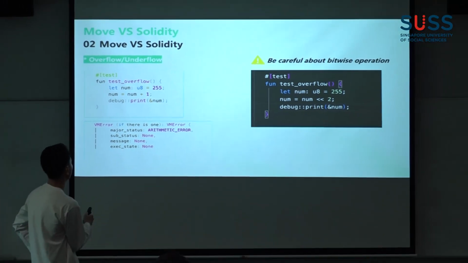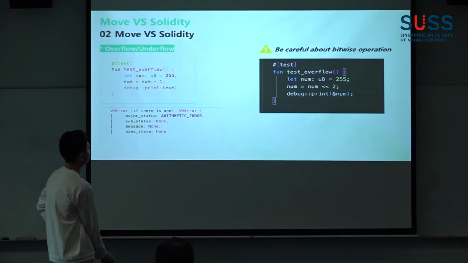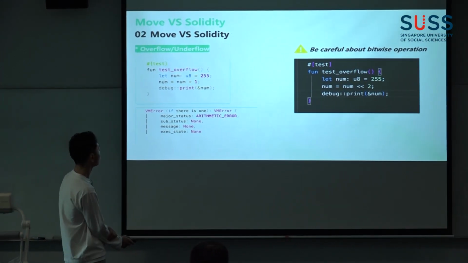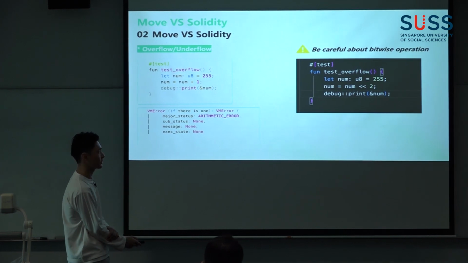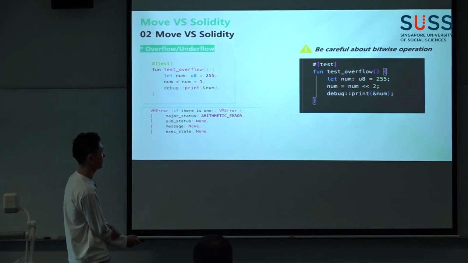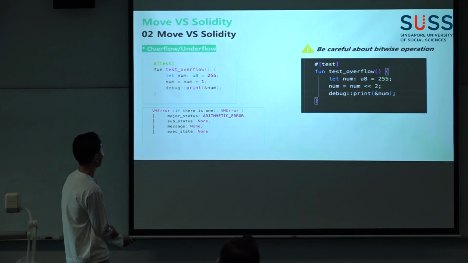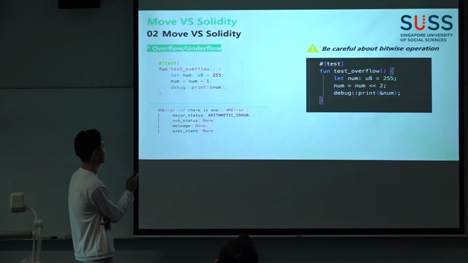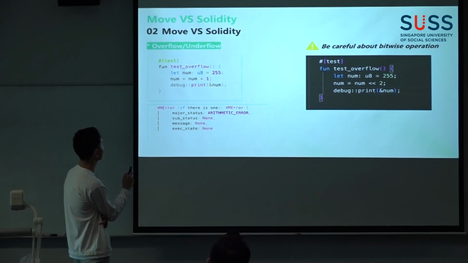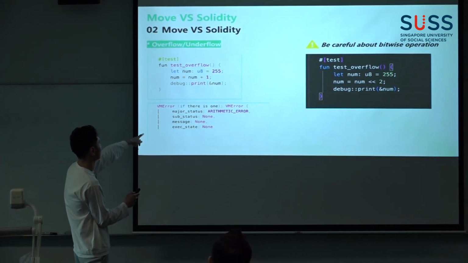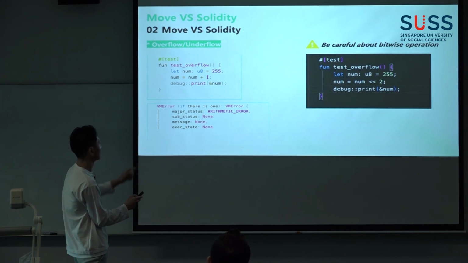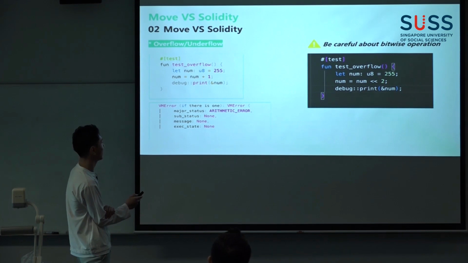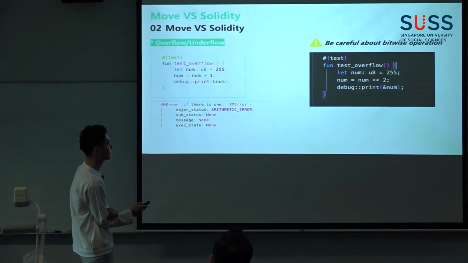Integer overflow and underflow. In Solidity versions later than 0.8.0, overflow and underflow are stopped at the compiler level. In Move, it's the same thing. Overflow and underflow are stopped at the Move VM level. So if you write code like this, it will not go through and will throw an error. It says arithmetic error, so it will know that you have an overflow there.